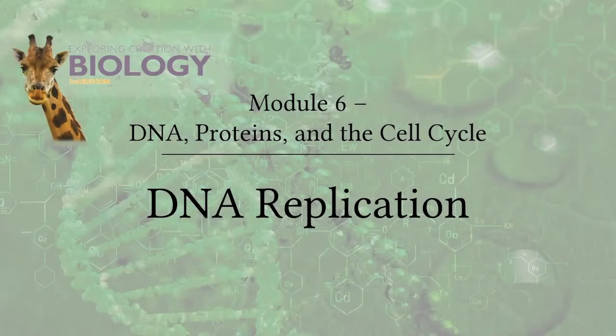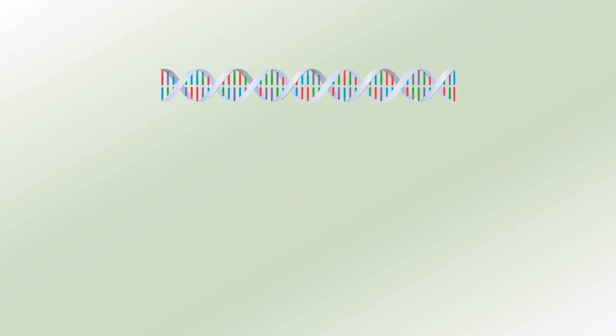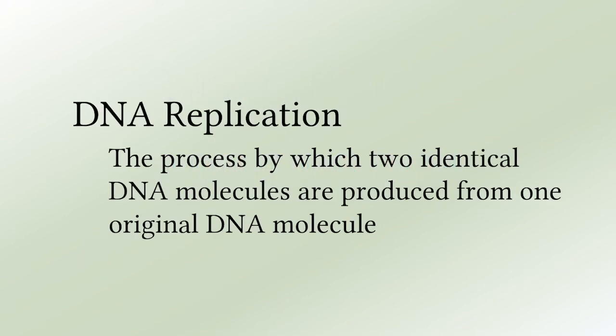Module 6, DNA, Proteins, and the Cell Cycle. DNA replication. A critical feature of DNA is that it can create an exact copy of itself. This is called DNA replication. DNA replication is the process by which two identical DNA molecules are produced from one original DNA molecule.